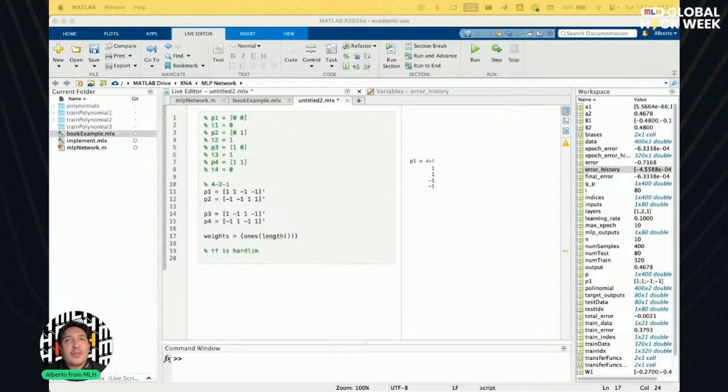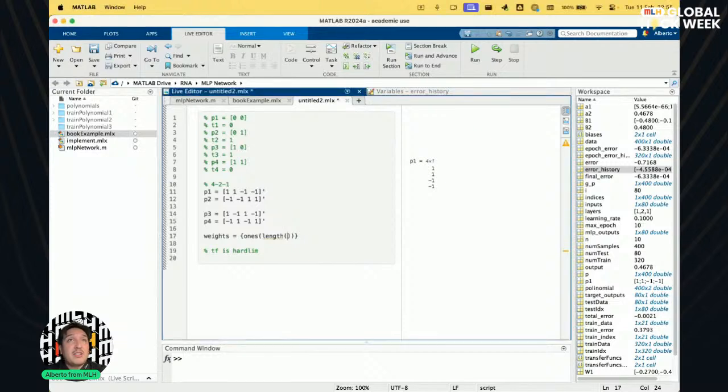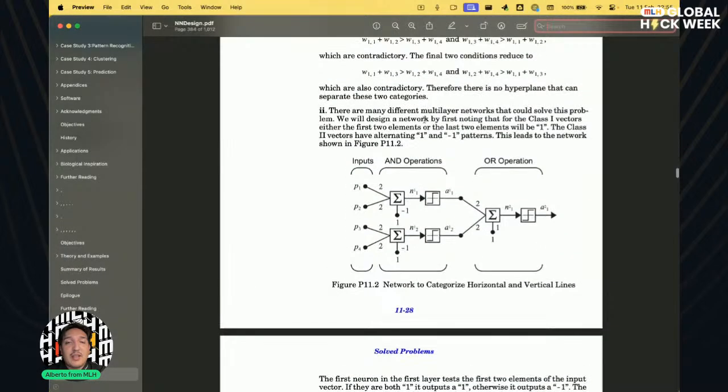In general terms, I'm sorry if that sounds silly, but neural networks are designed to solve a problem. So it depends on the problem you want to solve, and as in many other things, there can be very different ways to do it. Actually, that's what they are mentioning here in the text. There are many different multi-layer networks that could solve this problem.